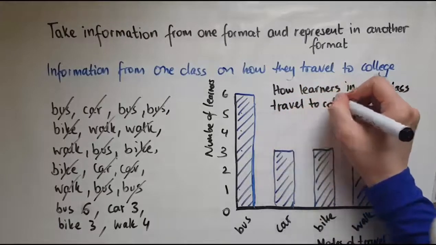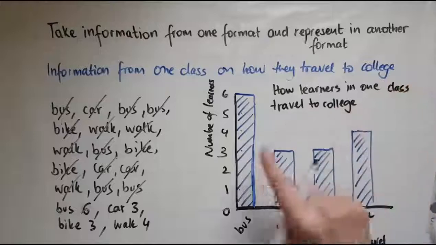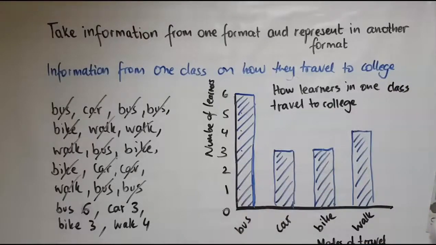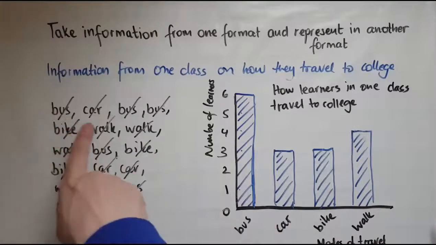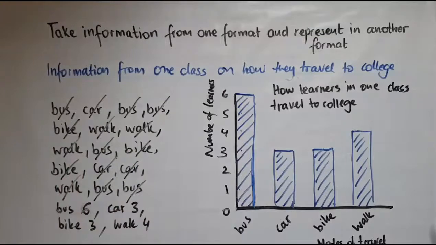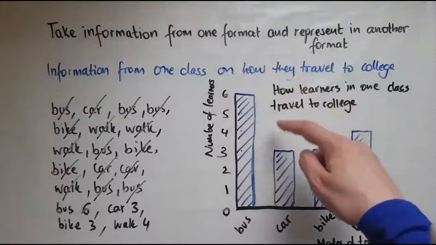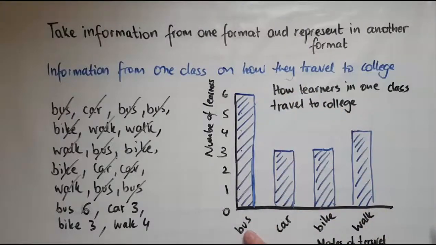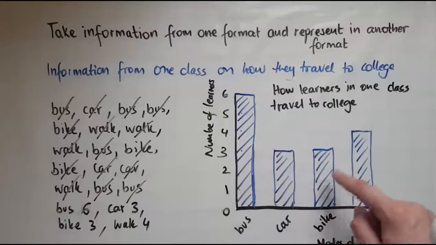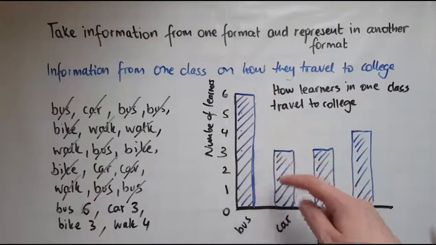to college. It's really important that the title summarizes what the bar chart is about, and we shouldn't forget the numbers, what they mean, and those at the bottom, which is the modes of travel in this case. So we need to include every one of these that is in there, and the bars need to go up to how many learners there are who travel by bus, car, bike. So that should be representing those.